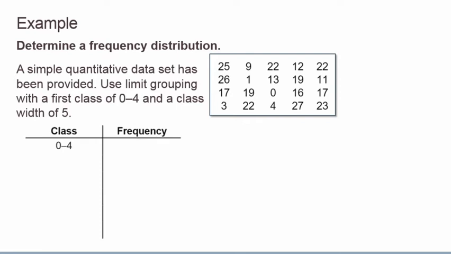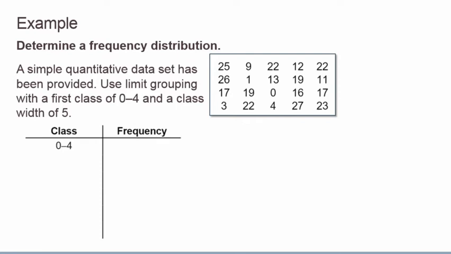We have a data set of 25, 26, 17, 3, 9, 1, 19, 22, 22, 13, 0, 4, 12, 19, 16, 27, 22, 11, 17, 23, which is 20 pieces of data.